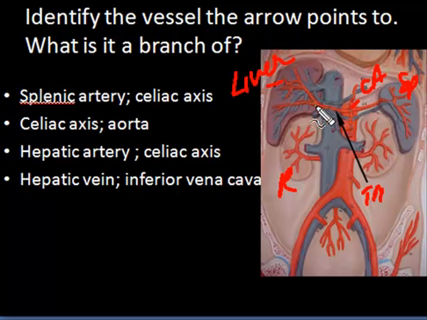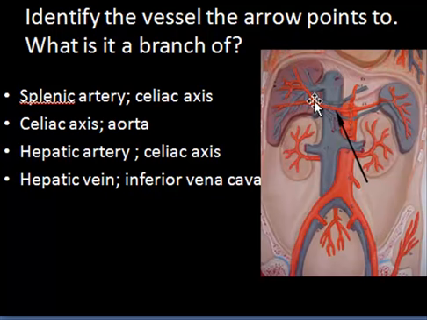This artery is going towards the liver, as you can see. So I'm going to remove this. Now if you look at it, the artery is going towards the liver. So this is the hepatic artery. And what is it a branch of? The hepatic artery is a branch of the celiac axis. So therefore, this is the correct answer.